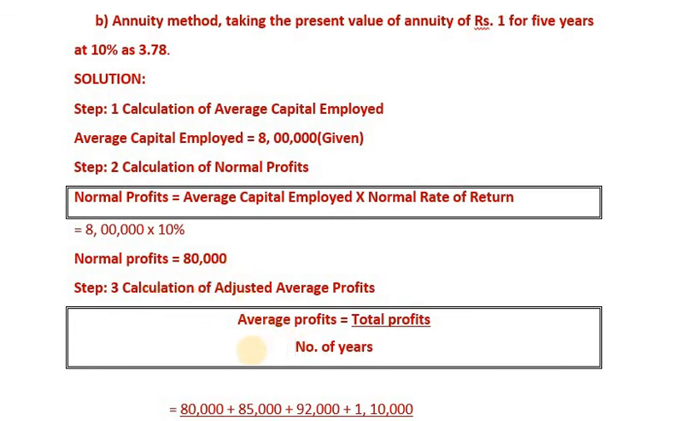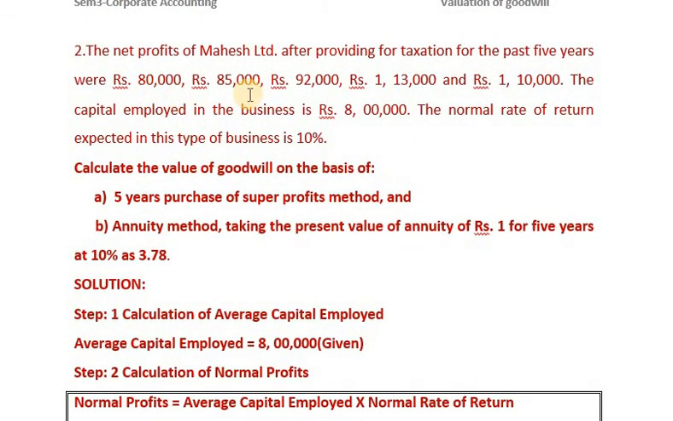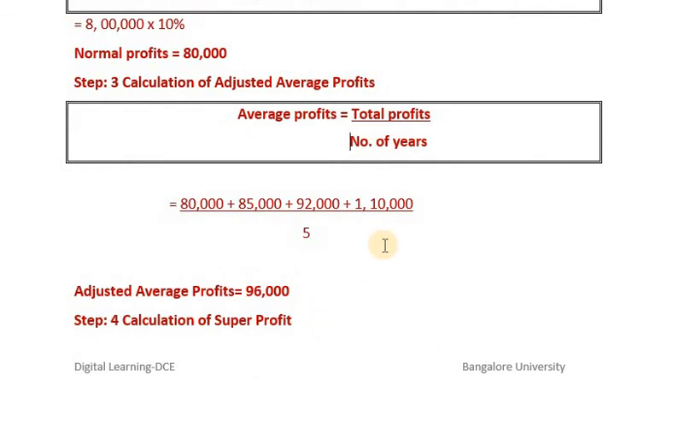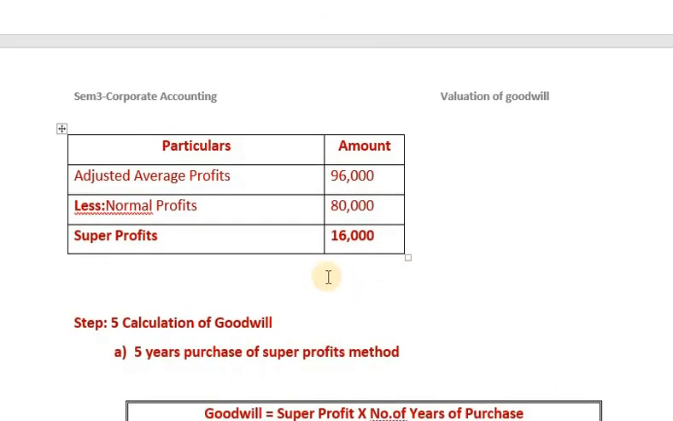Then calculation of average profit. Average profit is equal to total profit divided by number of years. Accordingly, 80,000 plus 85,000 plus 92,000 plus 1,13,000 plus 1,10,000. So we are getting 96,000 as the adjusted average profit. Calculation of super profit. What is super profit? Adjusted average profit, that is 96,000, minus normal profit 80,000. Super profit will be 16,000.